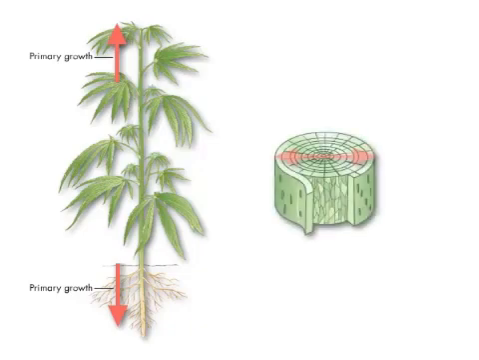Woody plants, such as trees and shrubs, are capable of growth in both length and width. An increase in the width of a stem or root is called secondary growth.